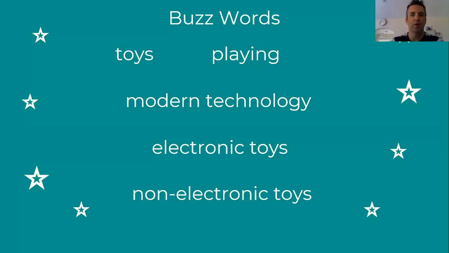So today's buzzwords are going to be toys. So we're going to be thinking about toys again, like we did in the last lesson, types of toys, materials of toys. We're going to be thinking about playing, how the ways in which we have been playing with toys have changed over time. We're going to be focusing on modern technology, how modern technology has had an effect on what toys we play with. And we'll be looking at the meaning of electronic toys and non-electronic toys and what types of toys they are.